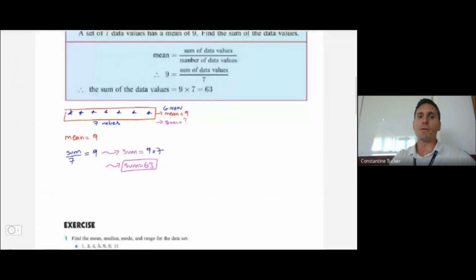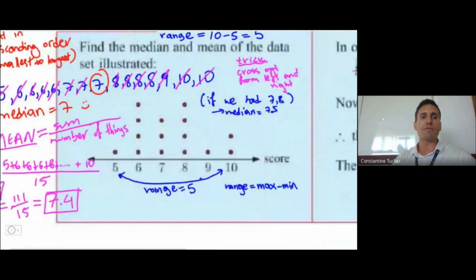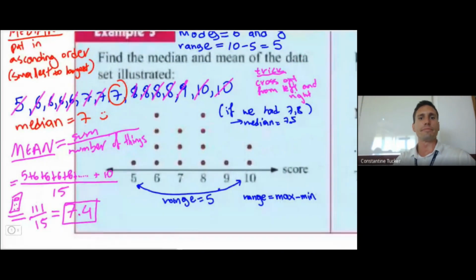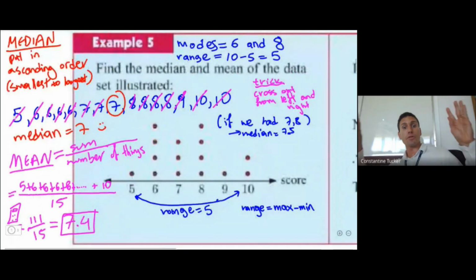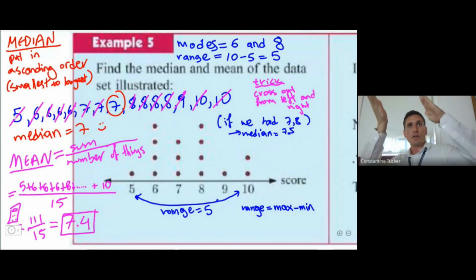Coming back, we cross out from the left and right until we find the thing in the middle. It's both at the right and left at the same time. So cross out, cross out, cross out, cross out until you get to the middle. Let's just get started here. All right, good luck, guys.